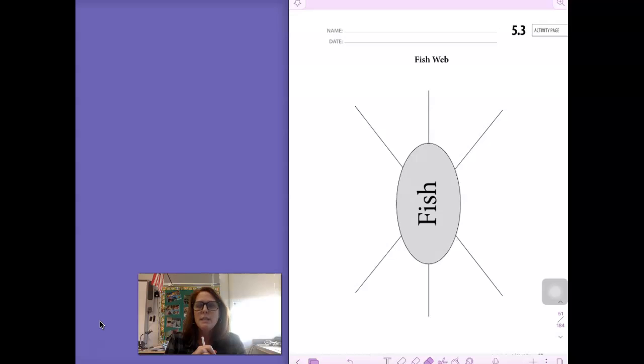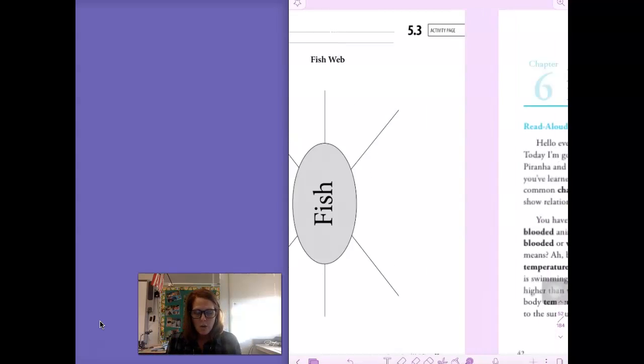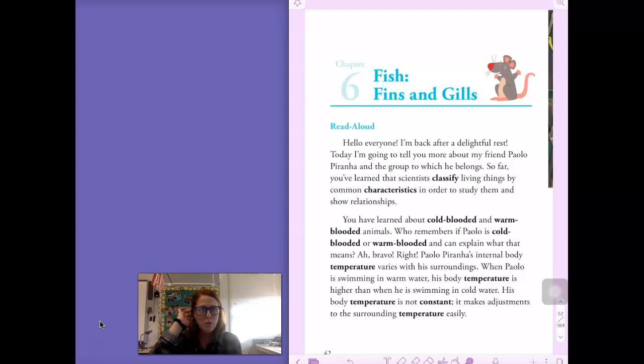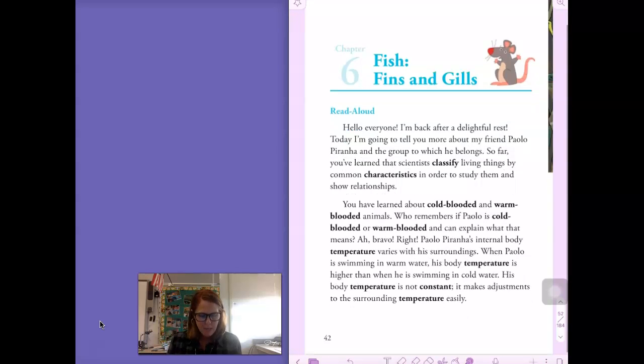And we're going to use this graphic organizer to write down some things that we learn about fish along the way. So in the center of this graphic organizer is our main idea, which is fish. We're going to be adding details around that main idea as we read. So go ahead and open up to Chapter 6, Page 42, and follow along with me.